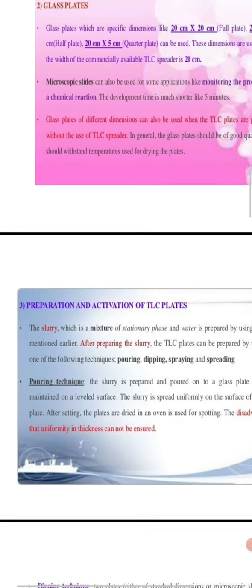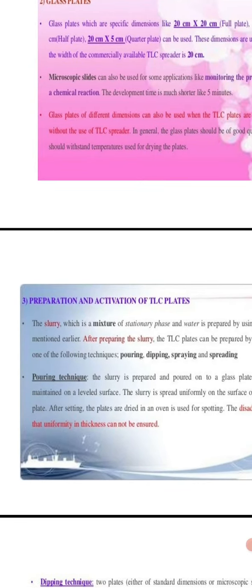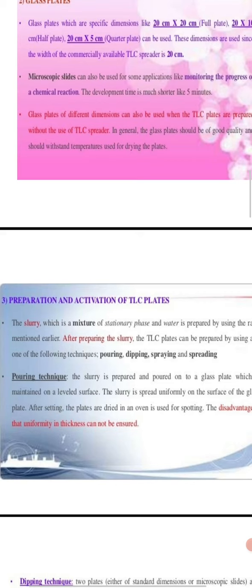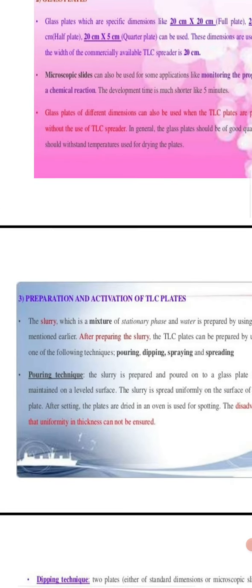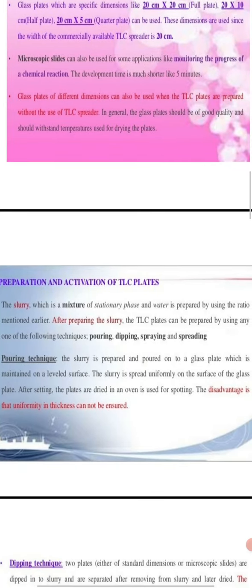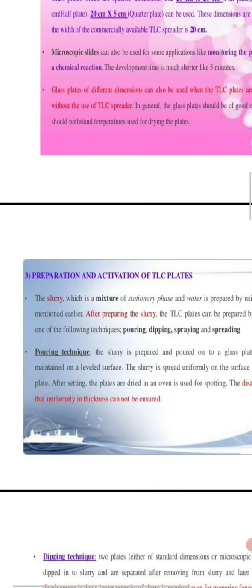Then move to the next points, that is the preparations as well as activations of the TLC plates. The slurry, which is the mixture of the stationary phase and the water, is prepared by using the ratio mentioned earlier. After preparing the slurry, the TLC plates can be prepared by using any one of the following techniques like pouring, dipping, spraying, and spreading.